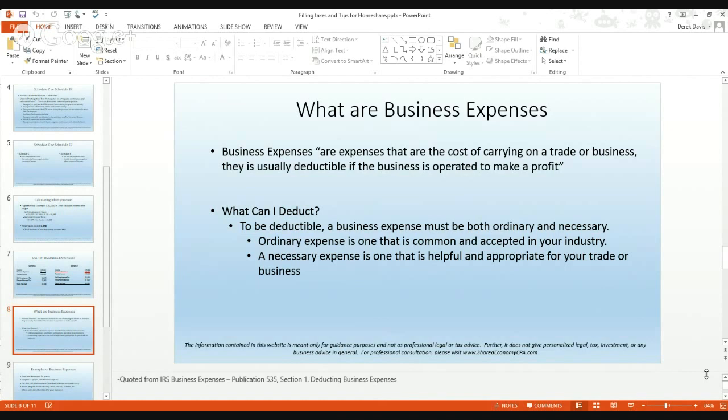So specifically, what can you deduct? To be deductible, a business expense must be both ordinary and necessary. Ordinary in the sense that it's common and accepted in your trade or business. So an ordinary expense may be bed sheets for Airbnb hosts, because to run an Airbnb, you need to have clean sheets. And then one that's necessary. If you do incur cleaning expenses, that can be considered necessary, because if a potential guest comes and stays with you, and the room is messy, you'll definitely get bad reviews and no one will want to stay with you.